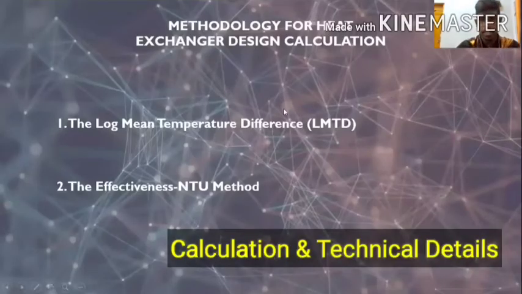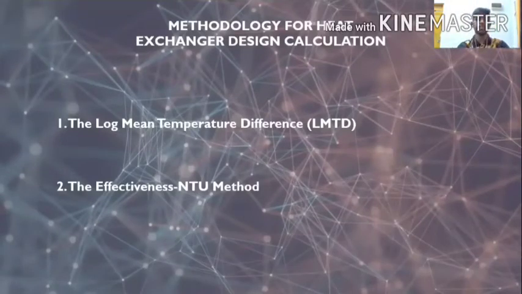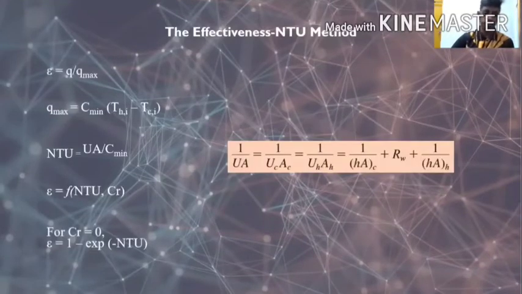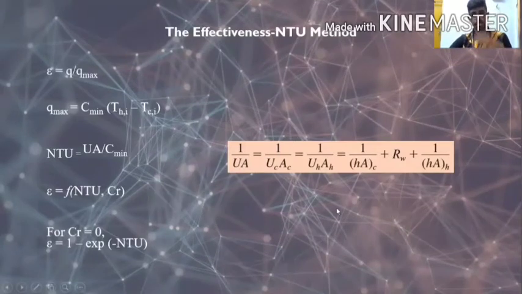Now we see the methodology for heat exchanger design calculation. There are two methods, which are the log mean temperature difference and the effectiveness NTU method. Both these methods can be used to calculate the design and also the performance. As the log mean temperature difference has some limitations, we focus on the effectiveness NTU method. There are several formulas that we need to take into consideration. The main one is this one.